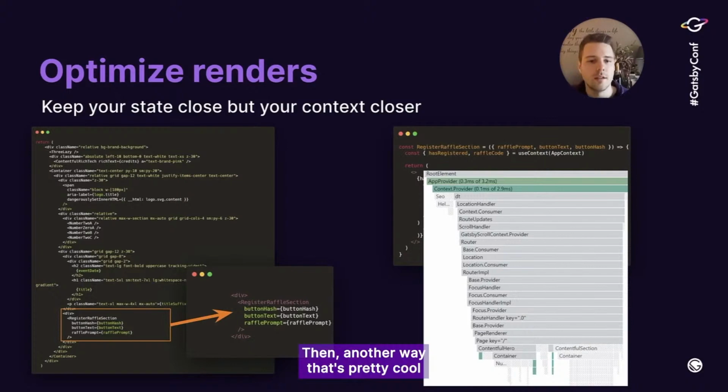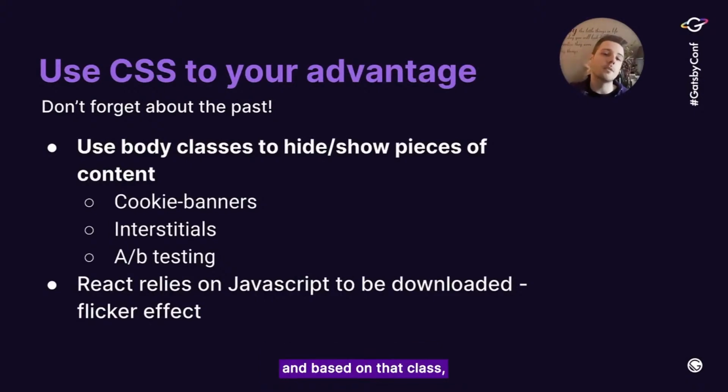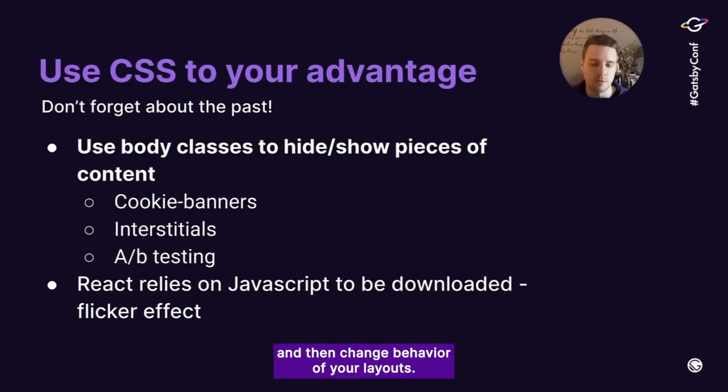Then another way that's pretty cool is don't forget about the past. Before React, we were using CSS to our advantage. So basically adding a CSS class to the body, and based on that class, we were shifting layouts around. You can still do this with React. Basically, when you have something in local storage or a cookie, you can add a class to the body and then change behavior of your layouts. This is great for cookie banners, interstitials, A/B testing.